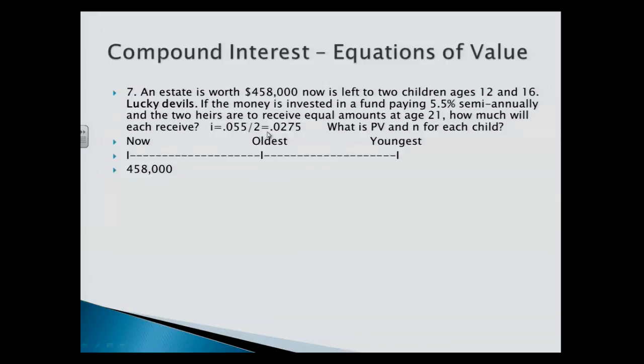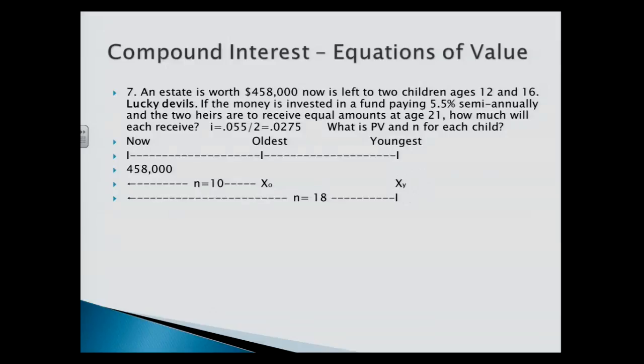So now we have $458,000. We want to find the present value for the oldest child, who only has to wait 5 years. The youngest child has to wait 9 years. So N for the oldest child is 5 times 2, which is 10. The youngest child, 9 times 2, is 18 periods. Now we have to calculate the present value of the oldest child plus the present value of the youngest child.